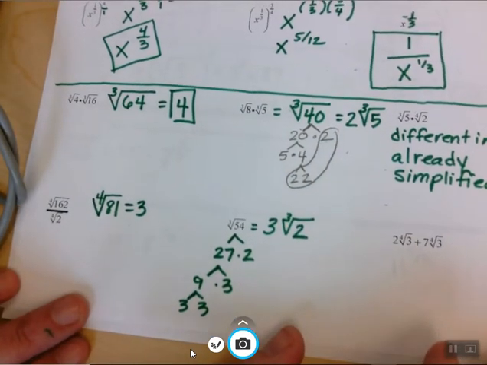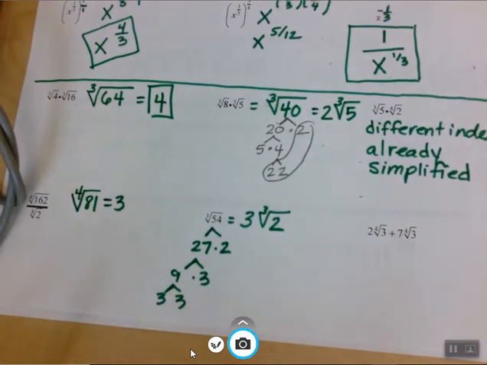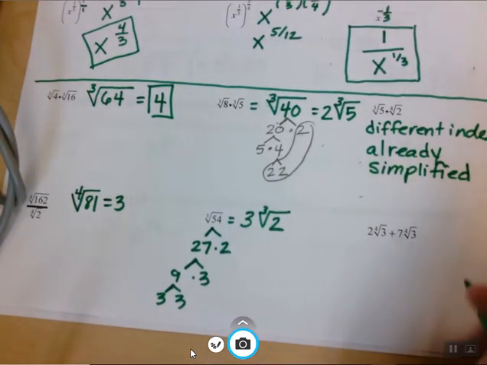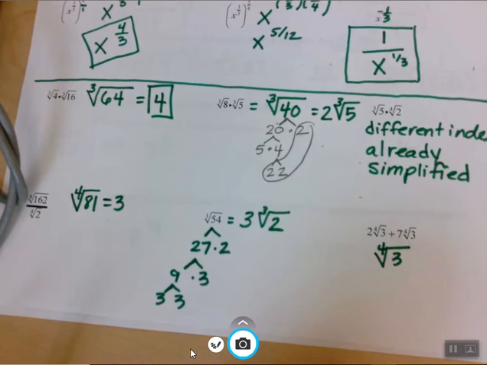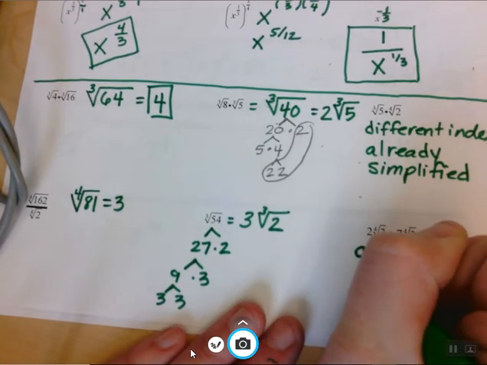All right, and the last problem is an addition problem, and we hadn't done any other addition problems. So I want you to think about that. When you add like terms, you keep the like term, don't change it, 4th root of 3, and then you add the coefficients. So 2 plus 7 gives me a coefficient of 9. Well done. Okay, so this is it for today.